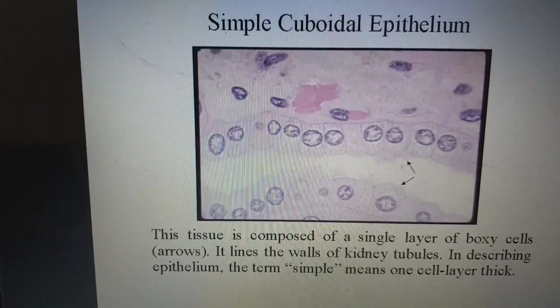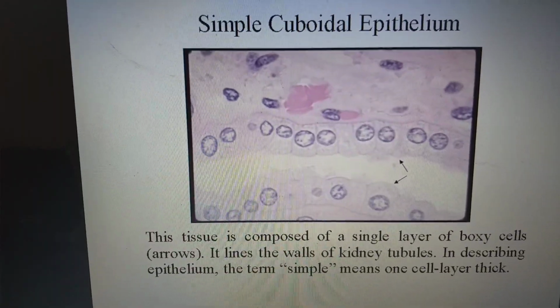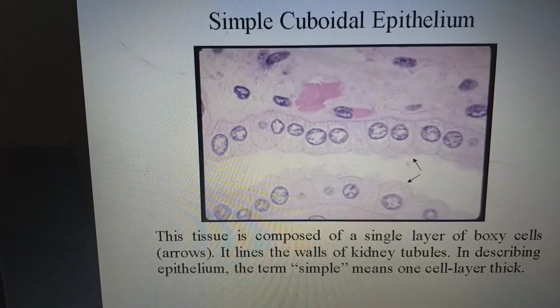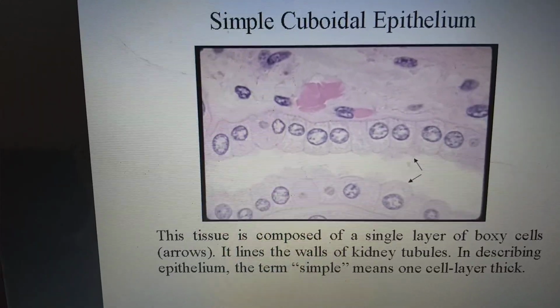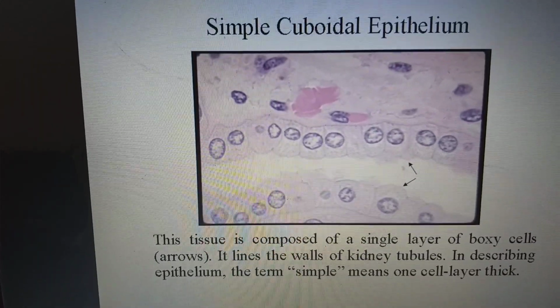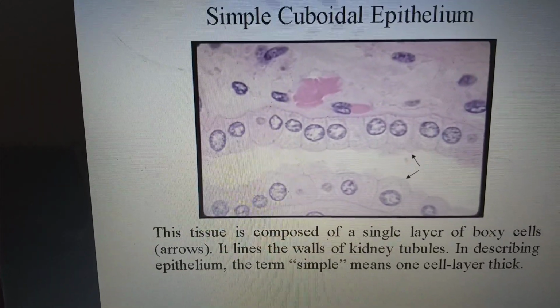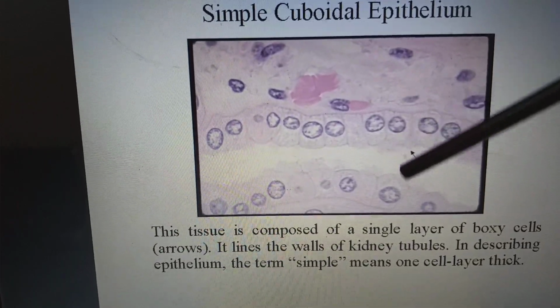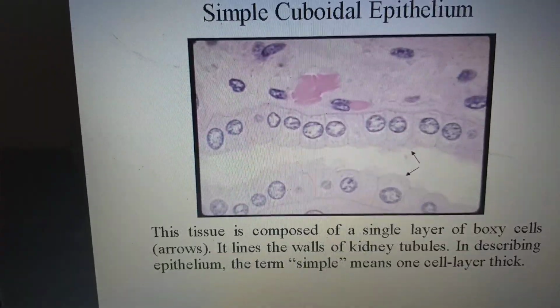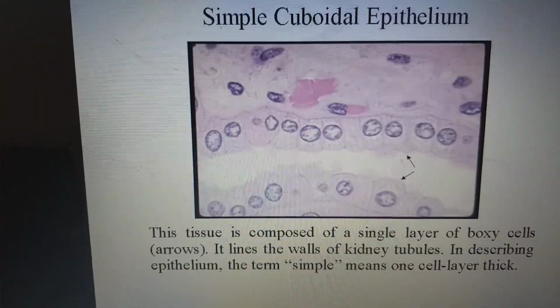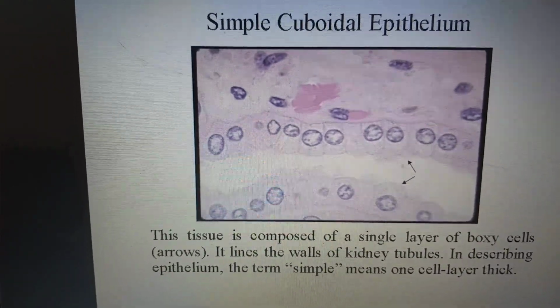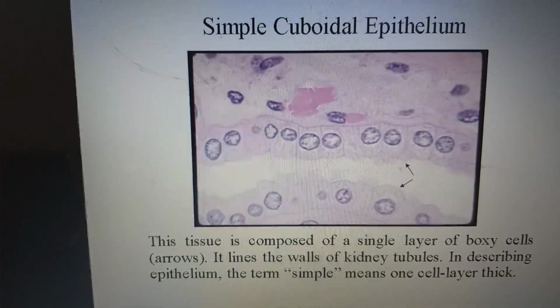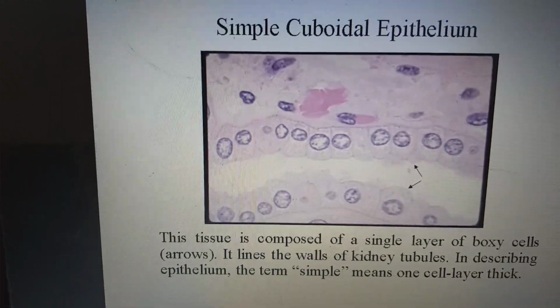And next, simple cuboidal epithelium. Here also the name itself says, I think you got the point now. Simple means single layer, cuboidal means the cells are cubical. So the tissue is composed of single layer of boxy cells. These arrows show these are cubical in nature. It lines the walls of kidney tubules. In describing the epithelium, the term simple means one celled layer.